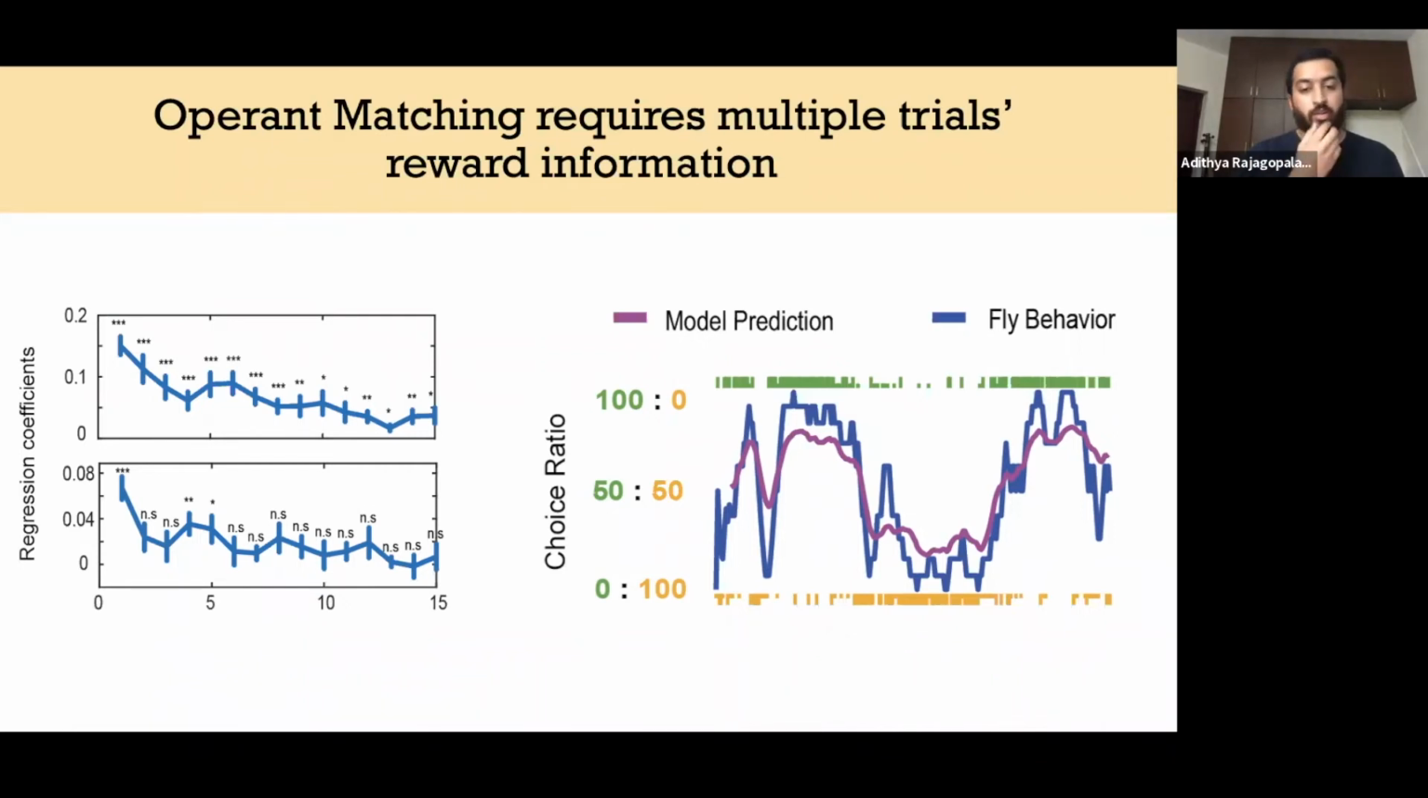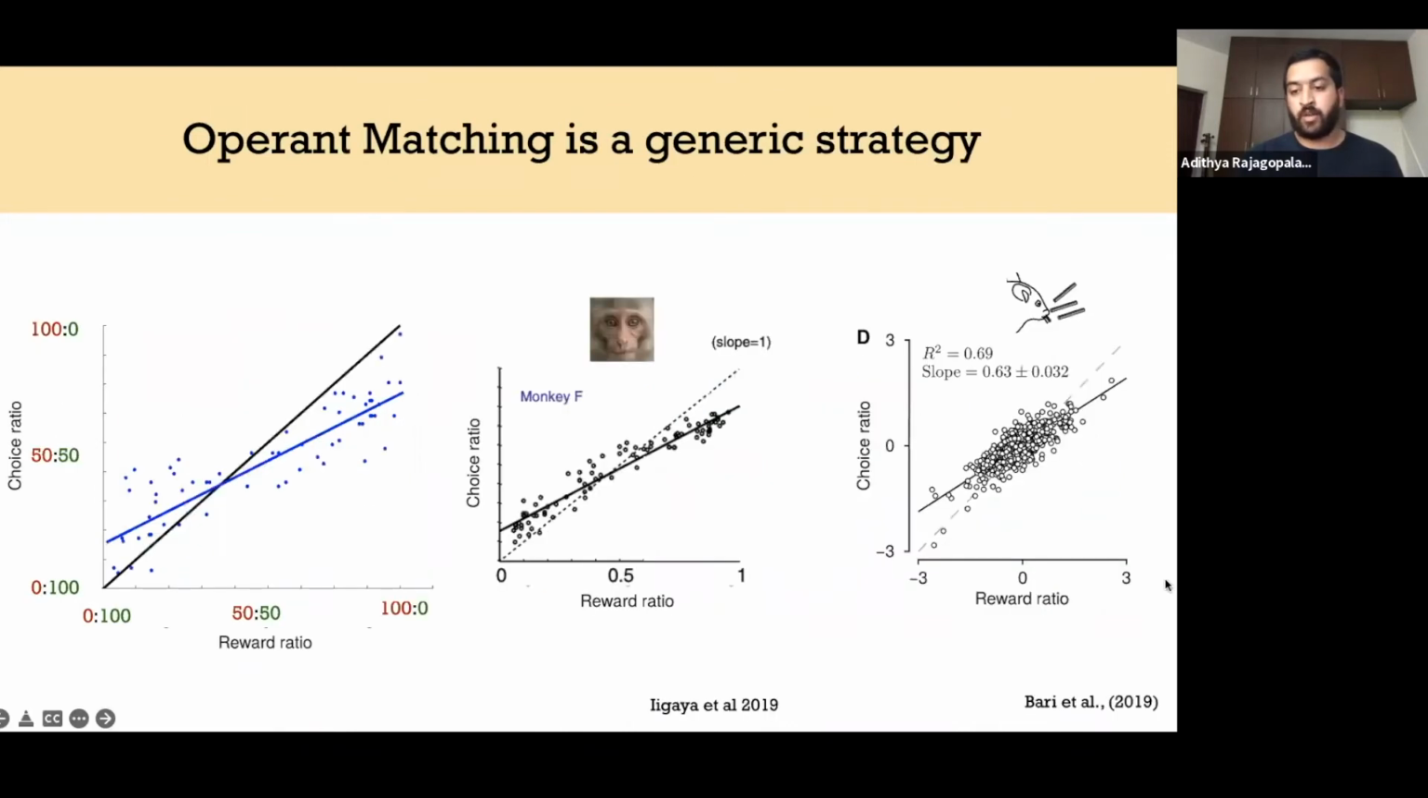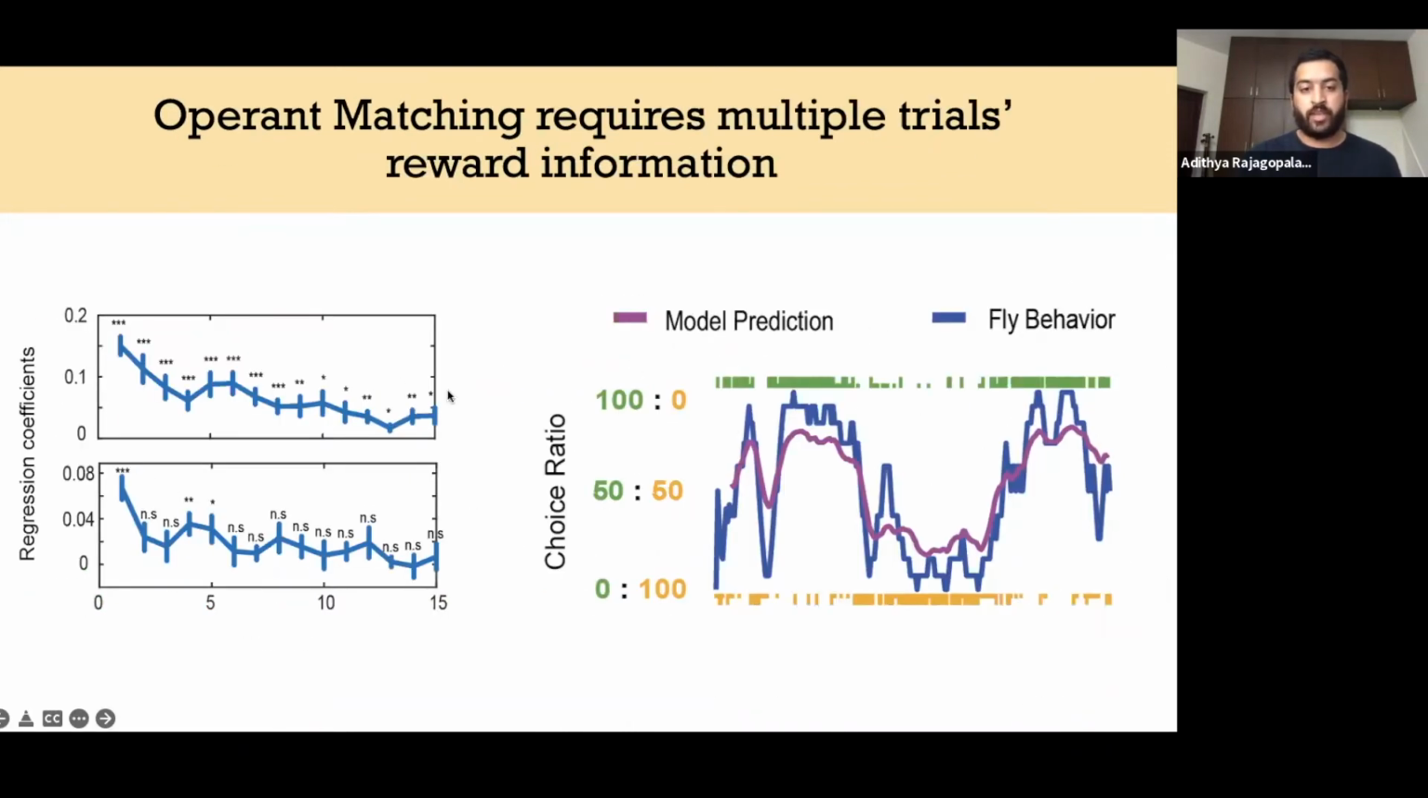And this also agrees with what has been seen by Bari et al. in their mouse work. And so we made use of the time constants that we could calculate from these kinds of regression analyses to build a Q-learning model to try and predict choice behavior in the fly. What I'm plotting here is an example fly's choice ratio in blue and the model's prediction of what the choice ratio would be.